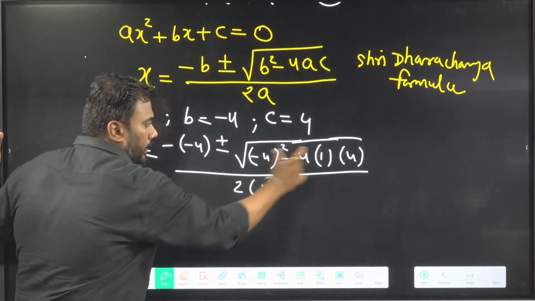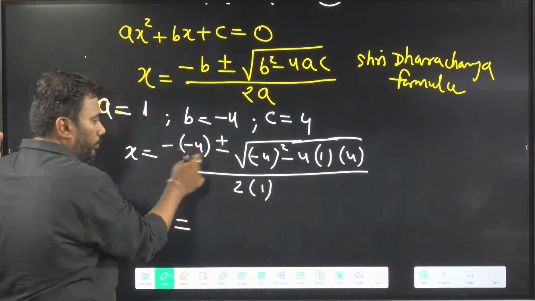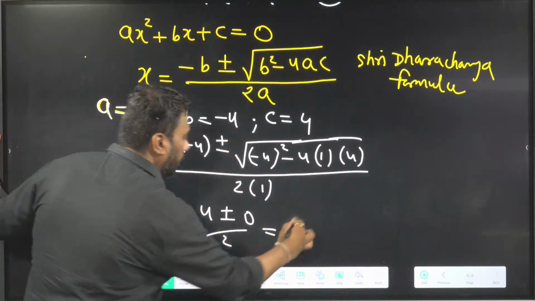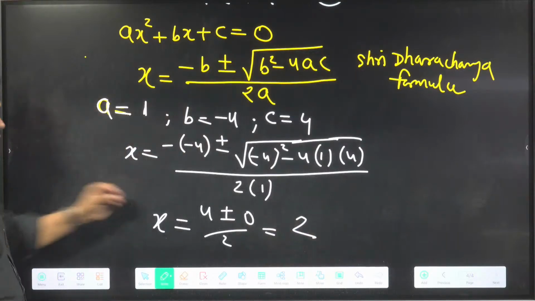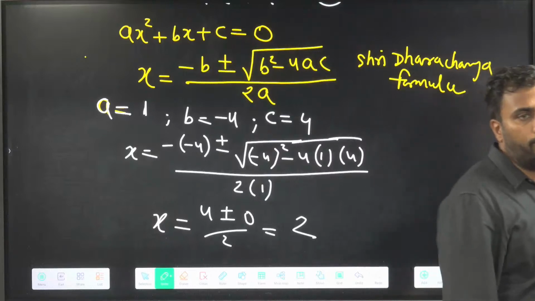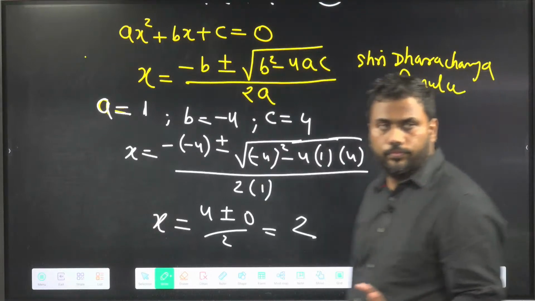If you solve this, minus 4 square is 16. This is also 16. 16 minus 16 is 0. Plus 4, 0, by 2. So the answer must be 2. This is the solution. x is 2. Answer is x equal to 2. Is this clear?